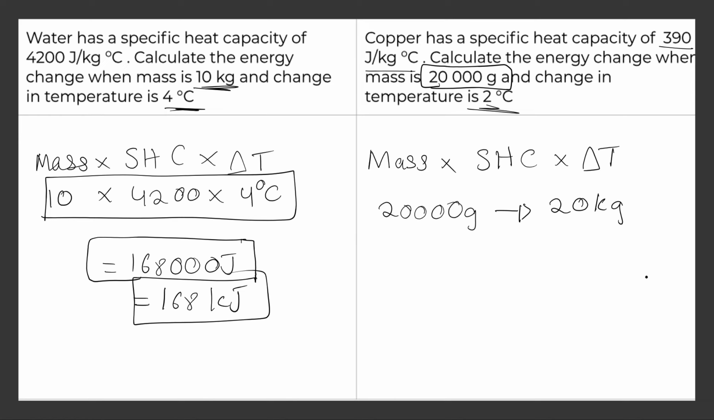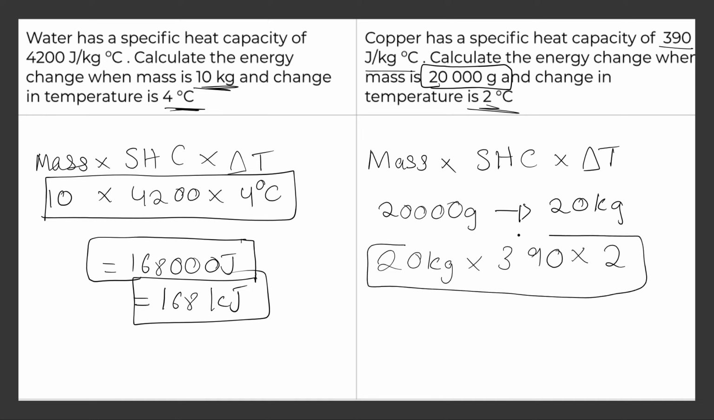So now we can just write it down. We have 20 kilograms multiplied by the specific heat capacity, which is 390, multiplied by our change in temperature, which is 2 degrees. Now we have our full equation, we can just type this into the calculator. 20 multiplied by 390 multiplied by 2.